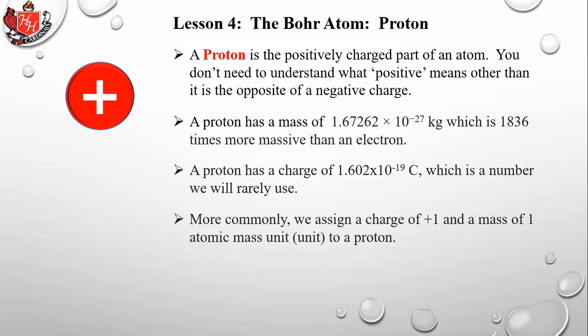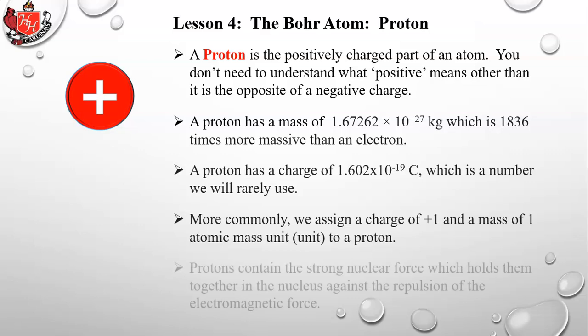More commonly, we assign a charge of +1 and a mass of 1 atomic mass unit to a proton. So rather than using these rather ugly scientific notation numbers, unless we're doing some very precise calculations, we simply define a proton as having a charge of +1, and a mass of 1 atomic mass unit. There's a technical definition of an atomic mass unit, but for our purposes, we can simply talk about an atomic mass unit as being the mass of a single proton or a single neutron, which both weigh essentially the same thing.